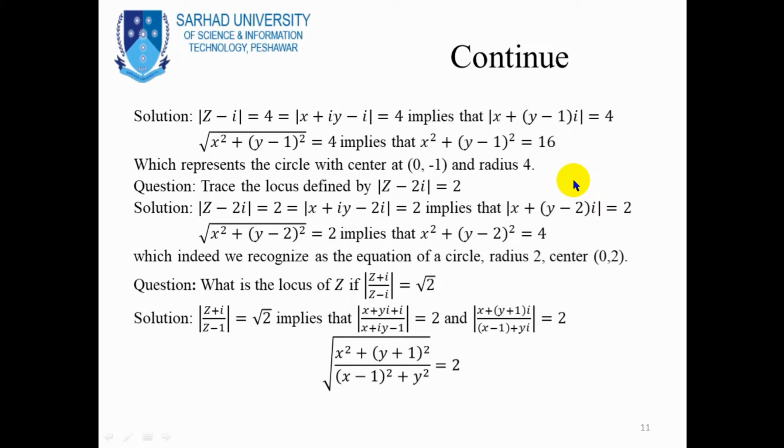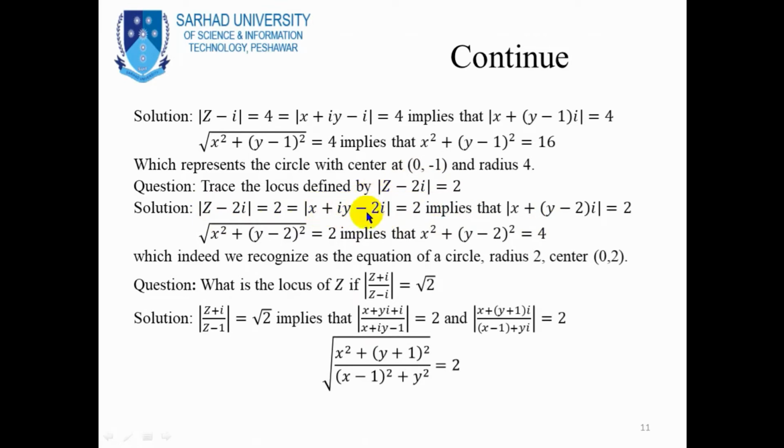Now to trace the locus defined by the magnitude of z minus 2 iota equal to 2. Here we also have to find the equation of the circle, its radius and center. The magnitude of z minus 2 iota is equal to 2. It is given that z is equal to x plus iota y, minus 2 iota as it is, and this is equal to 2.